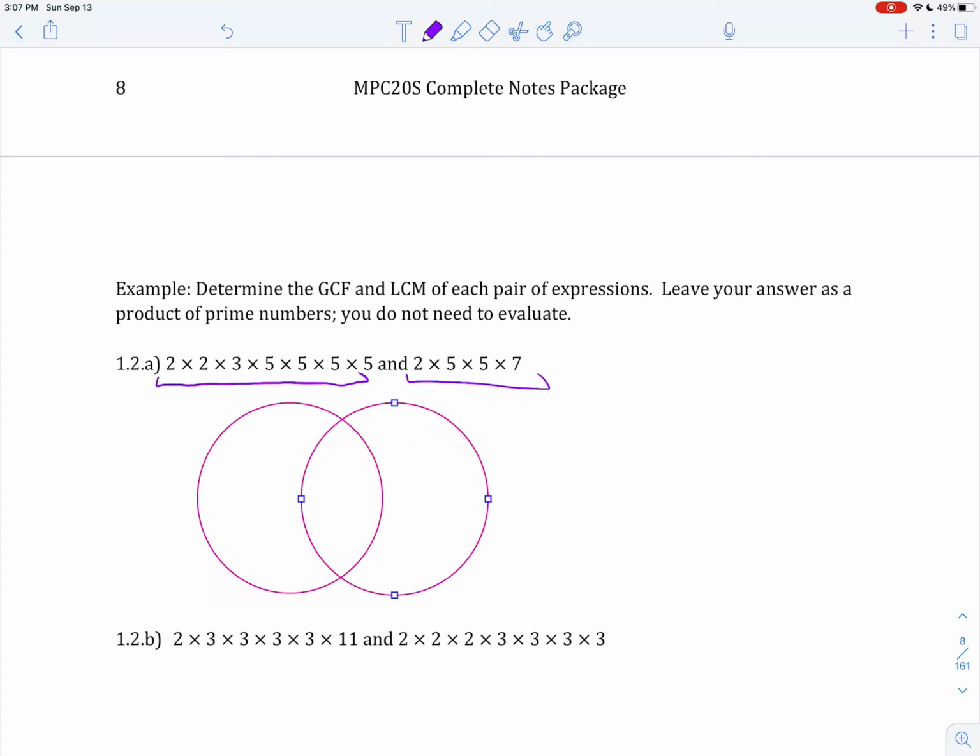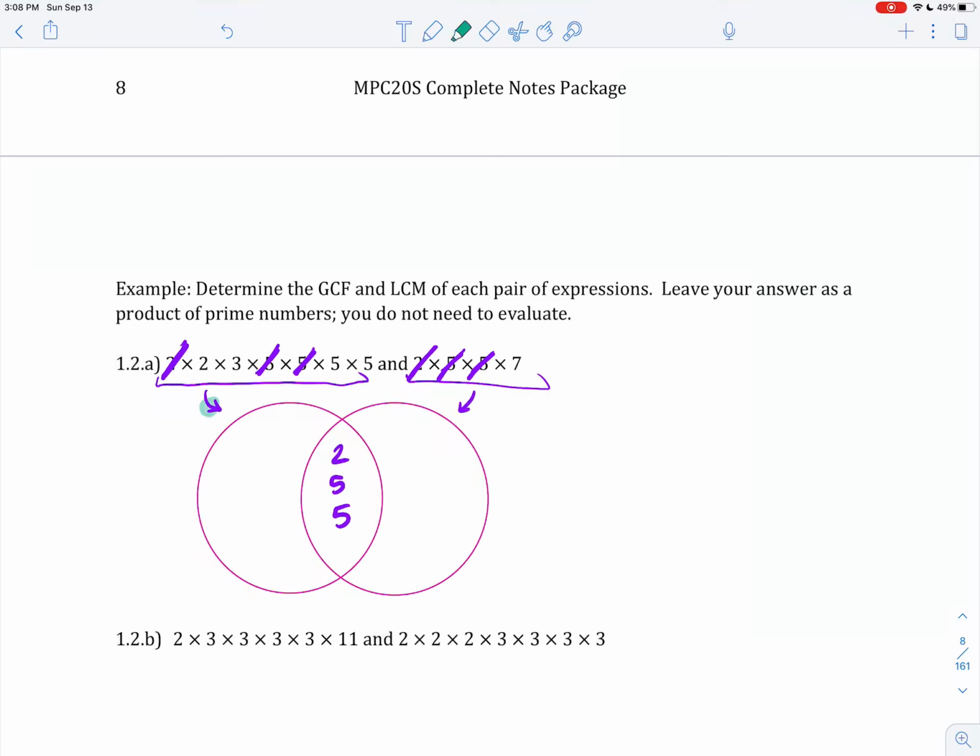I'm going to start by filling in my middle. My middle includes everything that they have in common. Here I have a 2 in both of these numbers, so I'm going to put a 2 in the middle. For this number here, I'm going to just draw arrows so that you understand which circles relate to which numbers. What else do I have in the middle? Well, I can see that each number has a 5. In fact, it has another 5. And that's all they share in common.